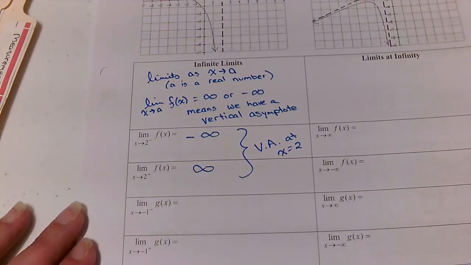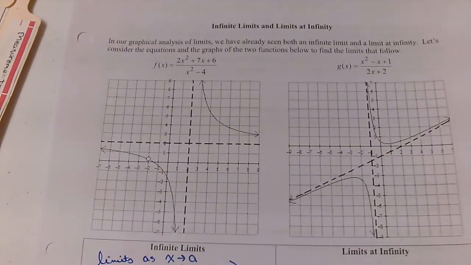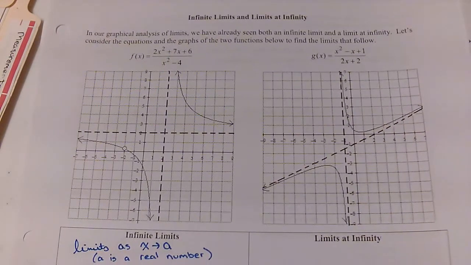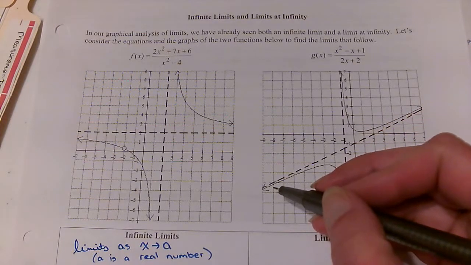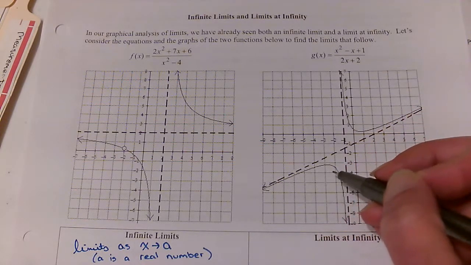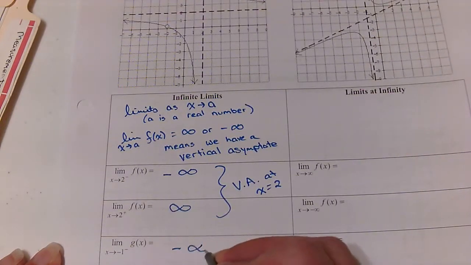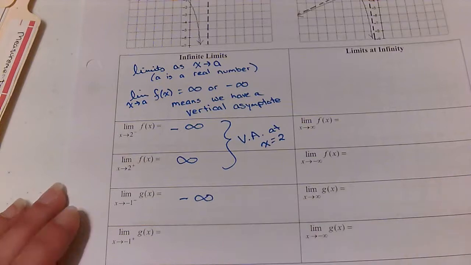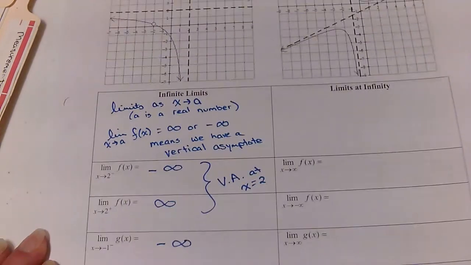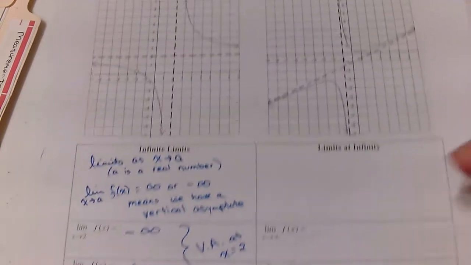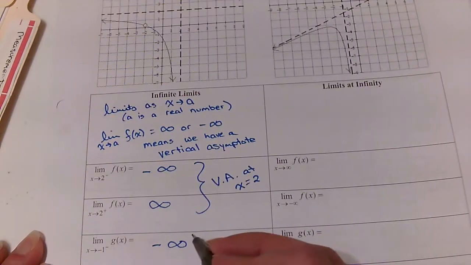Let's check g of x. What if we look at g of x, which is the other graph, as x approaches negative 1? So here's our pretty g of x. Here's negative 1. As it approaches negative 1 from the left, it's going down. As it approaches negative 1 from the right, it goes up. And notice on the graph, we do have a vertical asymptote there.